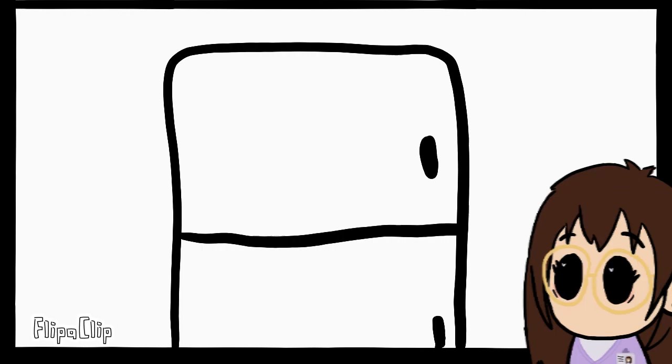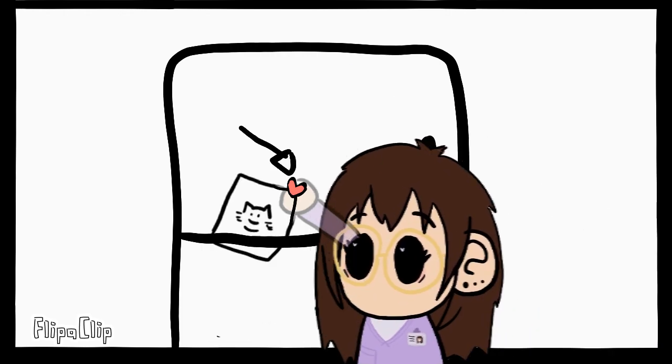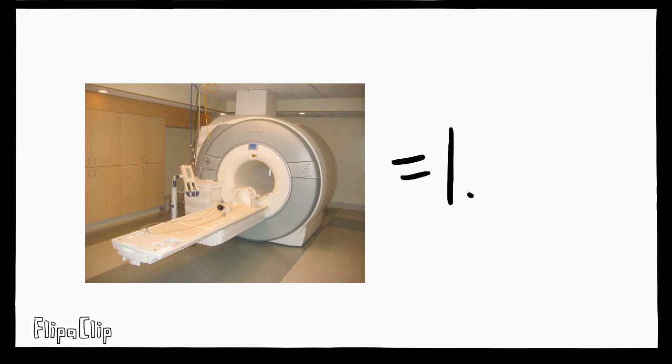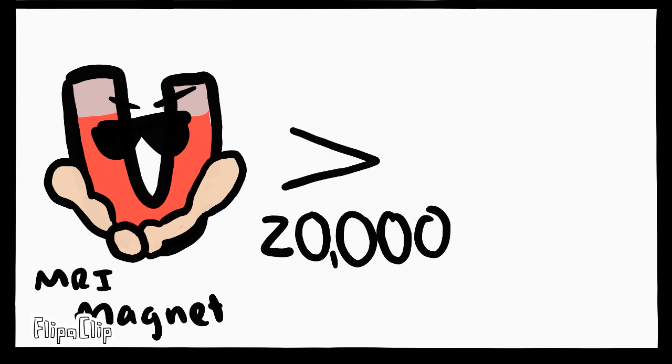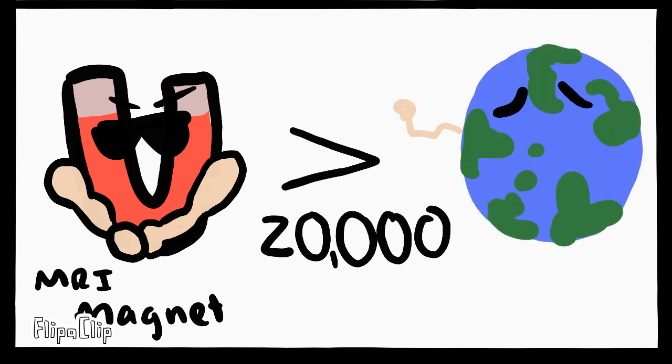The strength of a magnet is measured in the unit Tesla. A regular magnet you would put on your fridge is about 0.001 Tesla, and an MRI magnet is 1.5 Tesla. The MRI magnet is about 20,000 times greater than the Earth's natural field.